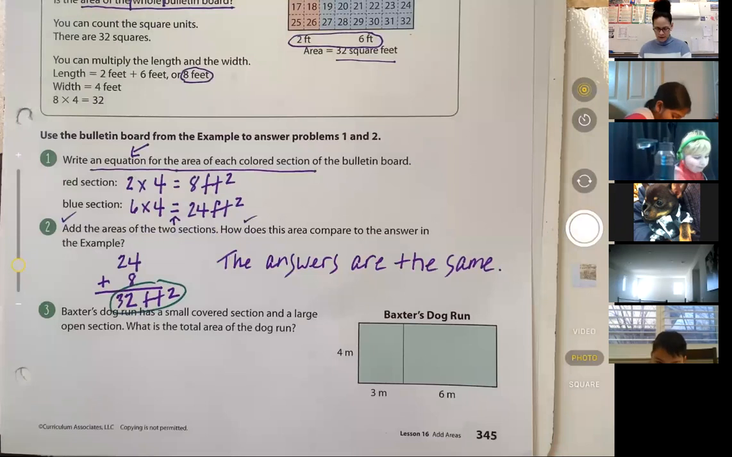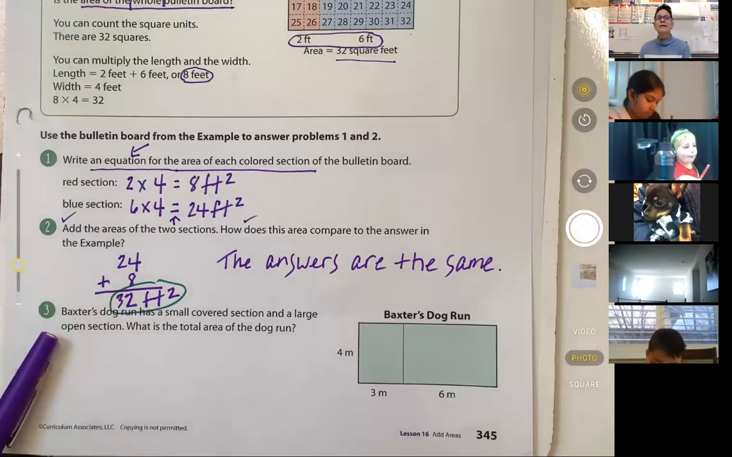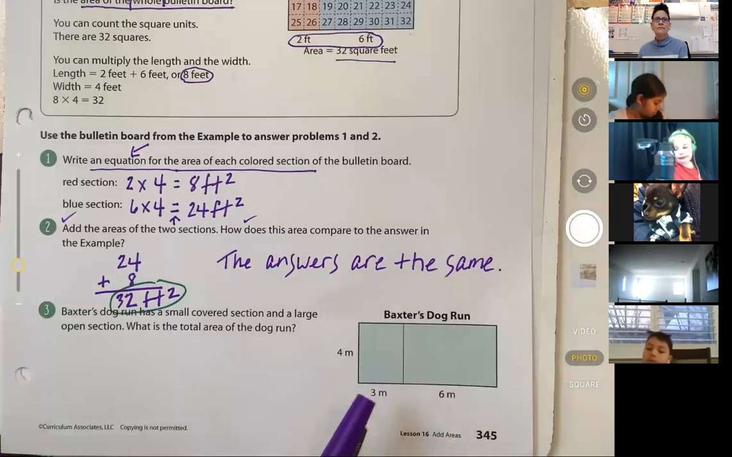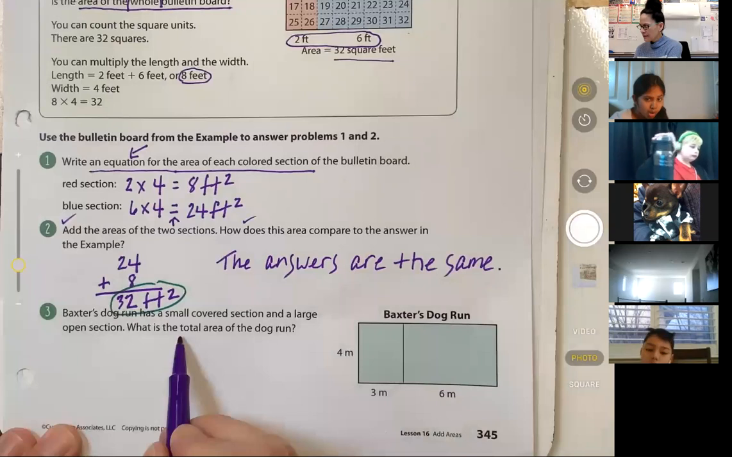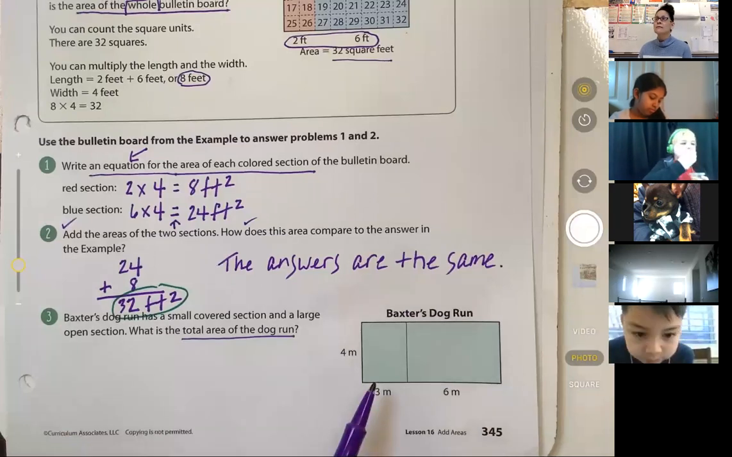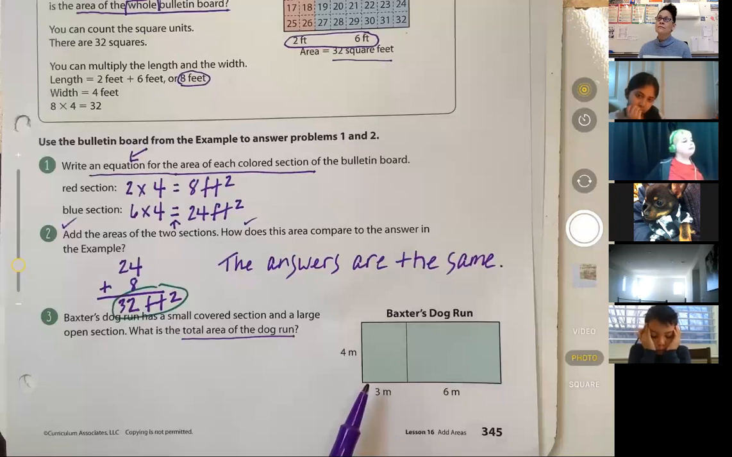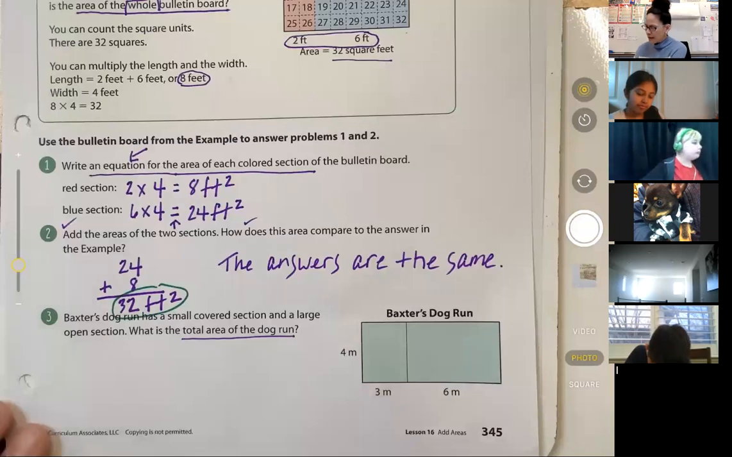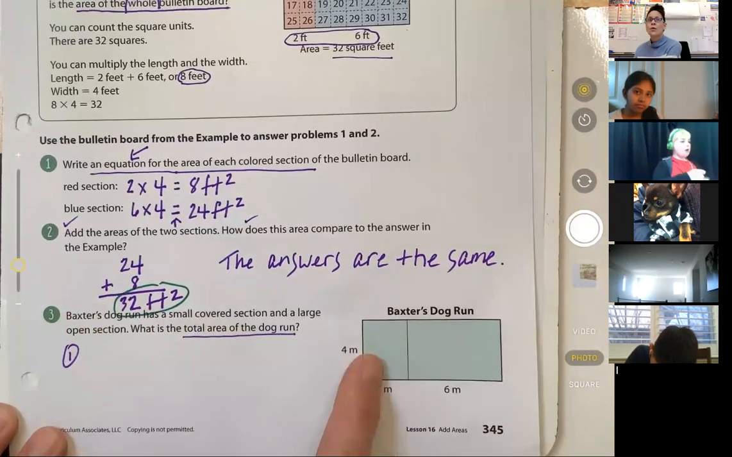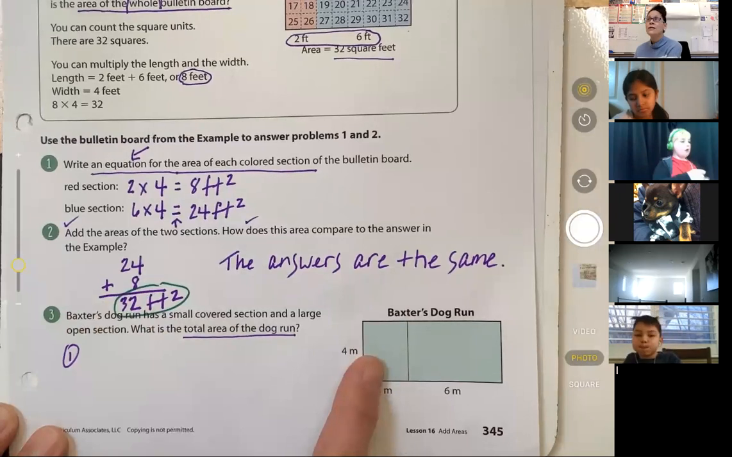All right, let's take a look at question number 3. It says Baxter's Dog Run, over here, has a small covered section and a large open section. What is the total area of the dog run? Now, friends, there are one of two ways you could do this. You could take each section and find the area of each section, or you could do it together. So let's take a look. In the first way, we could have the small run or the covered section, right? We could do that one first.